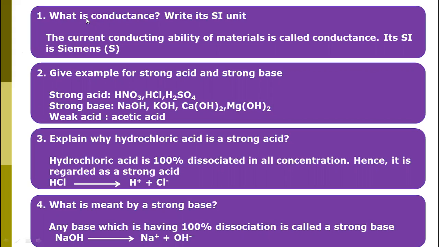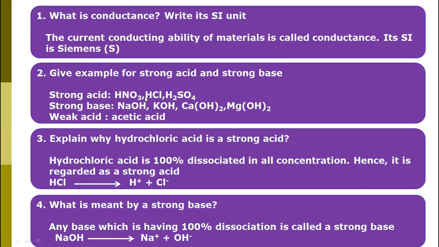The first question is, what is conductance? Write its SI unit. The answer is, the current conducting ability of material will be called as conductance and its SI unit is Siemens. Next question, give example for strong acid and strong base, and along with this I have added weak acid also because in this we have seen mixture of acid.